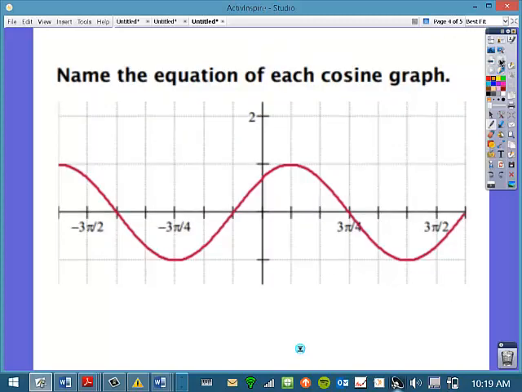All right, for cosine functions, you're going to try and look for that smile or that frown. So I see here's the top of my smile, and here's the top of my smile.